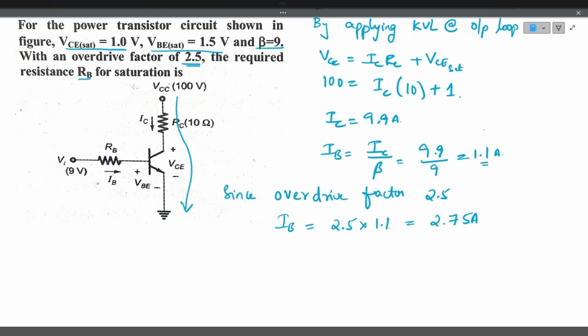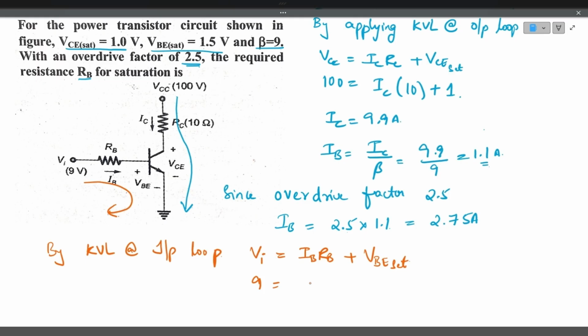So apply Kirchhoff's voltage law at the input loop. By KVL at the input loop, we will get VI is equal to IB RB plus VBE saturation. So VI is 9 volts. The base current is 2.75 amperes. Base resistance is not known to us, we need to find it out. VBE saturation is given as 1.5 volts. So with this, the base resistance RB will be 2.73 ohms. So this is the answer.